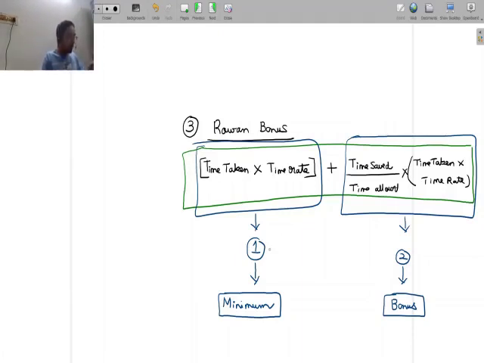But if you just want to know what is the bonus element as suggested by Rowan, then you should just use the second component here, which says time saved by time allowed into time taken into time rate. This is what only the second component talks about, the bonus element. 1 plus 2 talks about the total wages as suggested by Rowan.